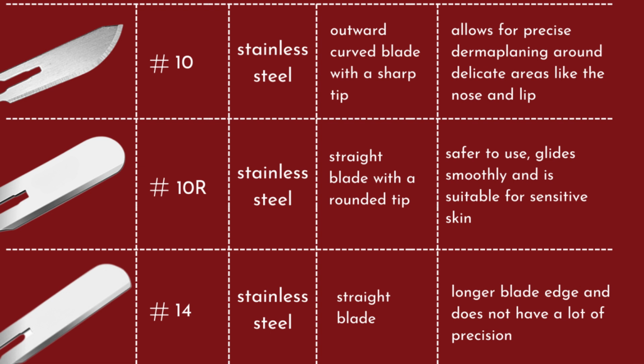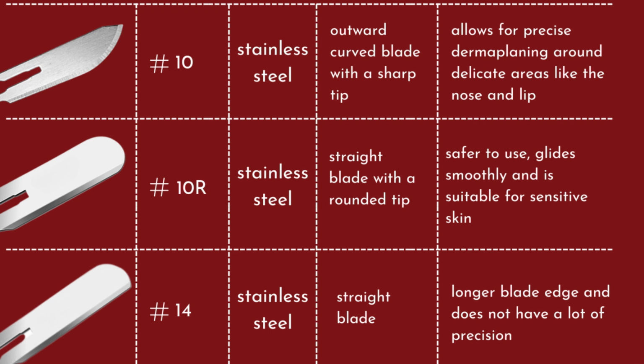Now, equipment and what you actually need to use for dermaplaning. You have a dermaplaning blade, and you have different types of blades that you can use. This is a scalpel. All of these are made out of stainless steel. Now you can see there are different sizes and different shapes.